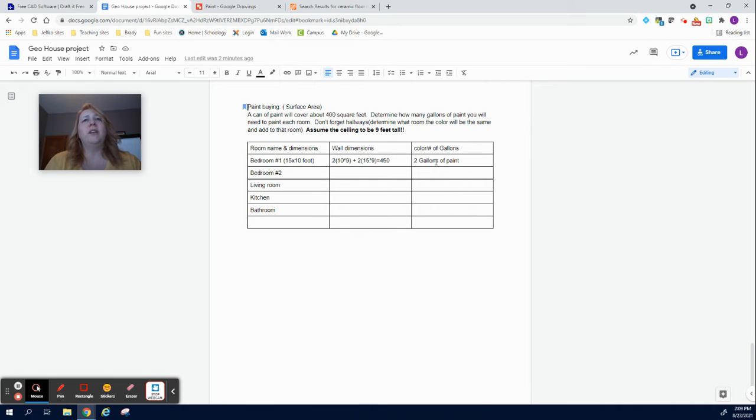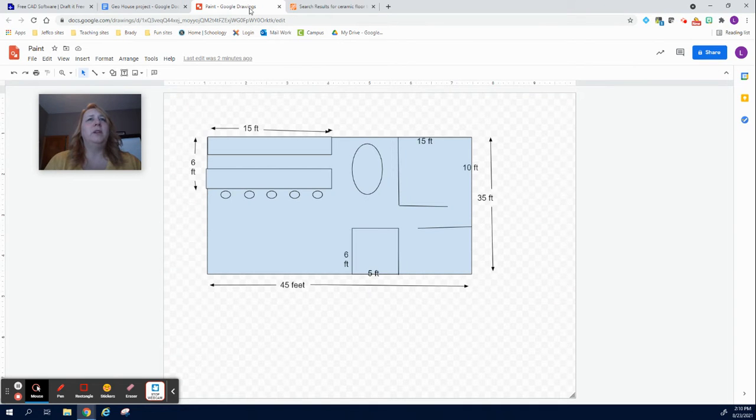You're going to make a table that looks kind of like this. Or you can put it on your paint drawing, possibly, depending on your paint drawing. You might be able to insert a table and put the whole thing on the table. I didn't try that, but this is basically what you'll need to do.